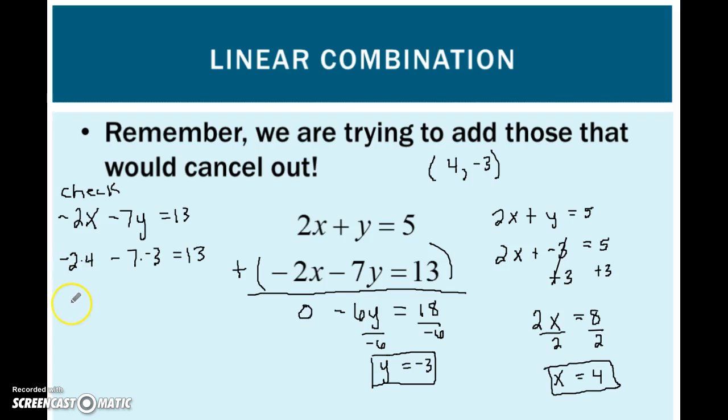Negative 2 times 4, that's a minus 8. And then think of this as a negative 7 times negative 3, which is a positive 21. We want to check to see if that equals 13. Negative 8 plus 21: since one's negative and one is positive, we subtract to find out how many there are. So 21 minus 8 does equal a positive 13. So this one also checked out. So our solution is 4, negative 3. Always list your solutions as an ordered pair.